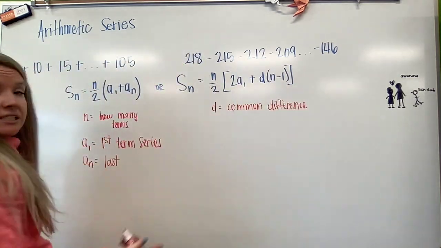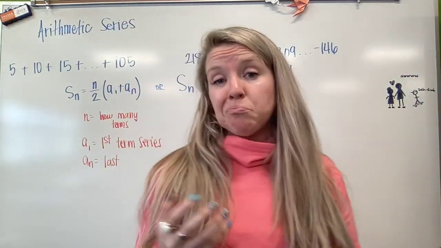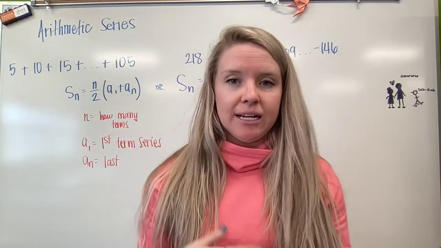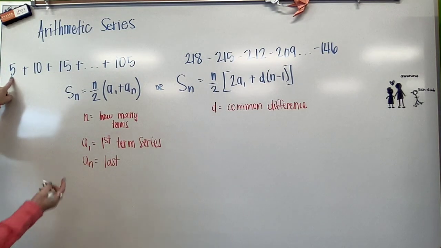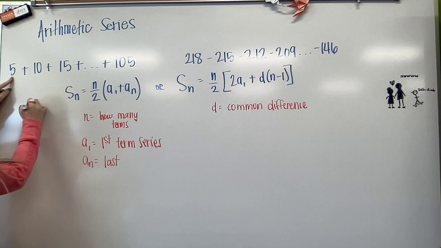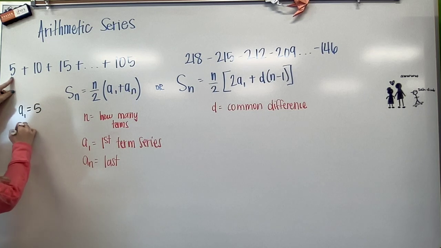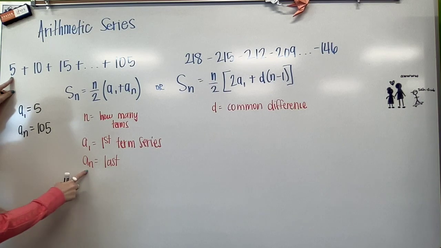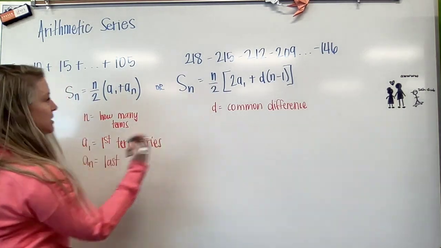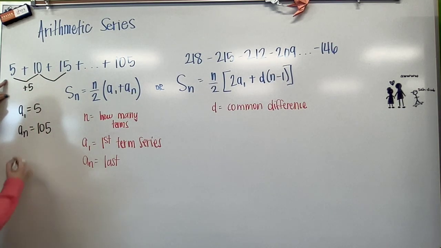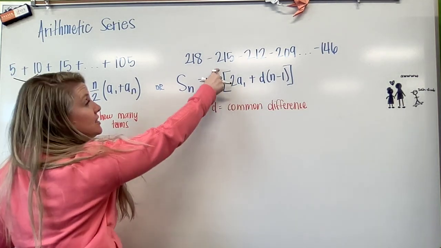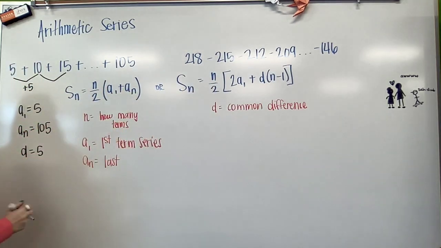So both of these formulas can be used pretty much at any time. It's just what information do you know? Plug it in and find the sum. All right? So this first one here, I know my first term, so I'm going to say a sub 1 is 5. I know my last term, a sub n is 105. And I also know my common difference. That's how we're going from step to step. And here I can see I'm just adding 5. But if I wanted to use this formula, I still would need to know n. So for both of these formulas, I need to figure out what n equals.